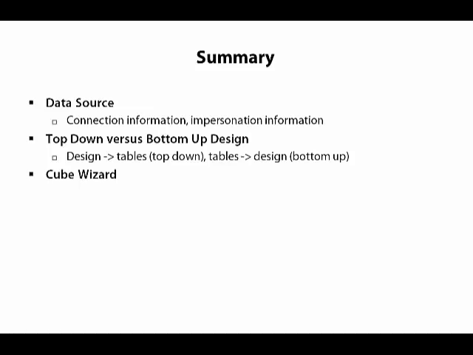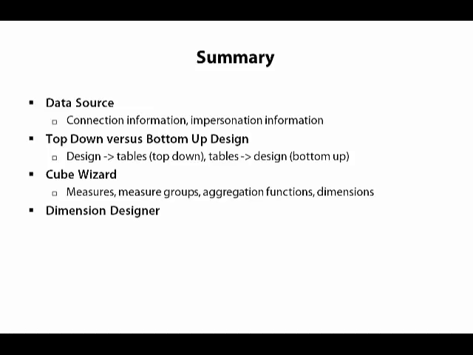We learned how to use the cube wizard using the top-down design approach. In the wizard, we identified the measures that we wanted to add to our cube and grouped them in measure groups. We defined the aggregation functions to be used with each measure, and then we defined the dimensions that we wanted to include in our cube. Then we used the dimension designer to get more specific about each of those dimensions. We identified the key columns, name columns where applicable, and added additional attributes that were useful for grouping or sorting or filtering within a dimension.